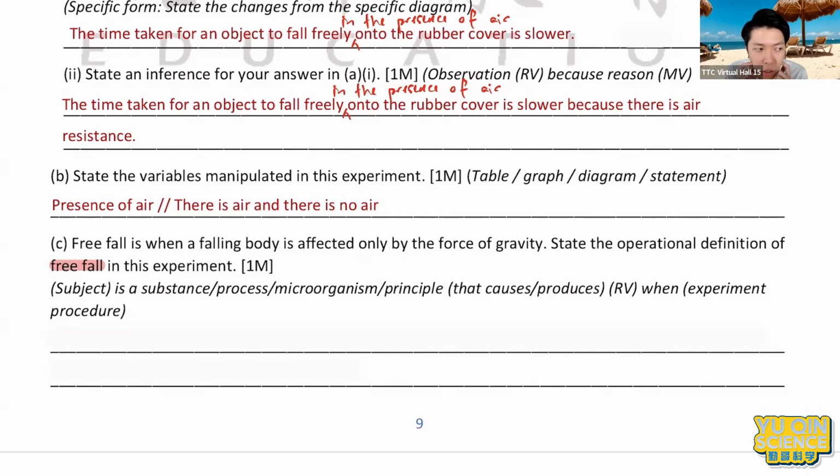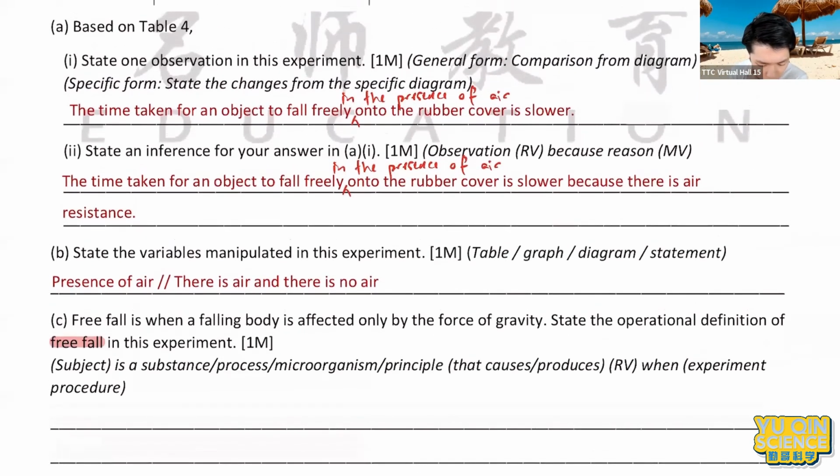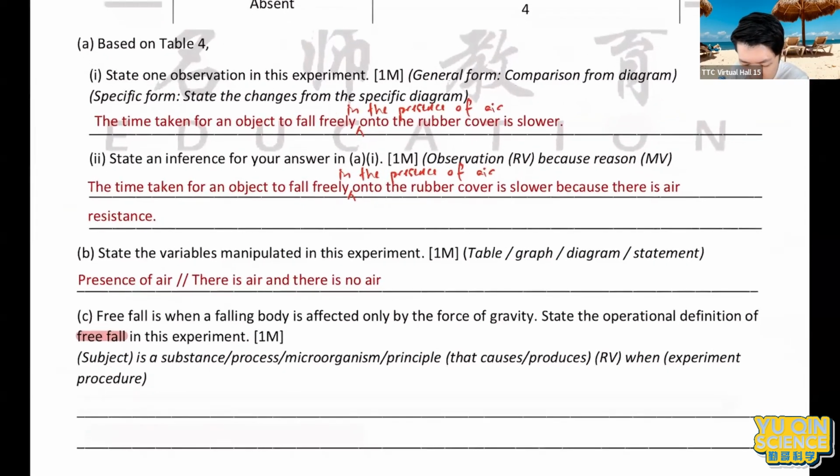Free fall. What is a free fall? Free fall is a substance? No, free fall is a fall. No, free fall is a process. I think process is good. Free fall is a situation. I think okay. Free fall is a condition. Yeah, I think so too. No problem. That causes or that produces. Responding variable. Responding variable is my observation basically.